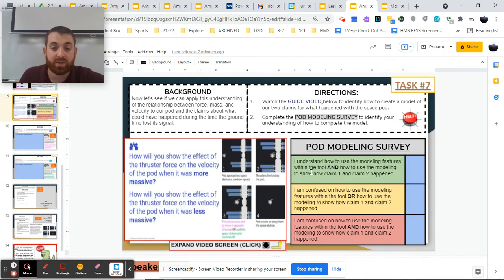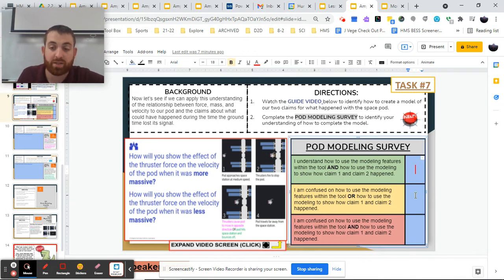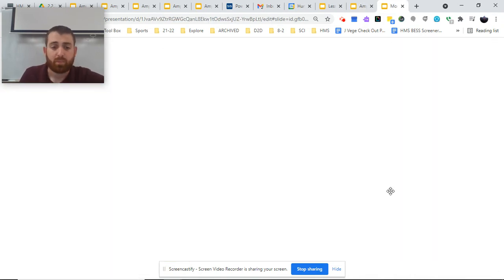So as we break this down, think to yourself, do we know how to use the features to show how force, mass, and velocity are working with our pod, and how to use that modeling tool to show claim 1 and claim 2 happening? When you're done, put your X in whatever row you feel represents you and reach out if you have questions. So let's get into it.